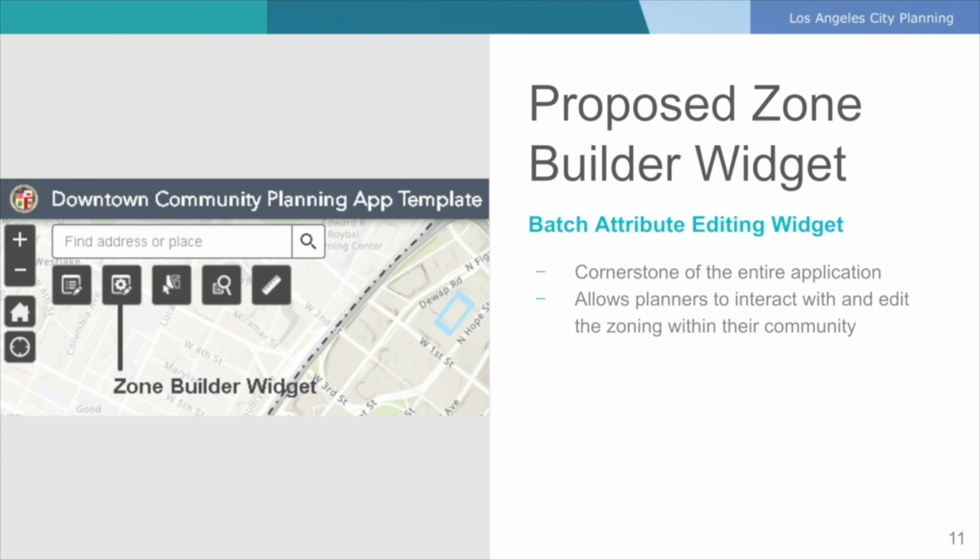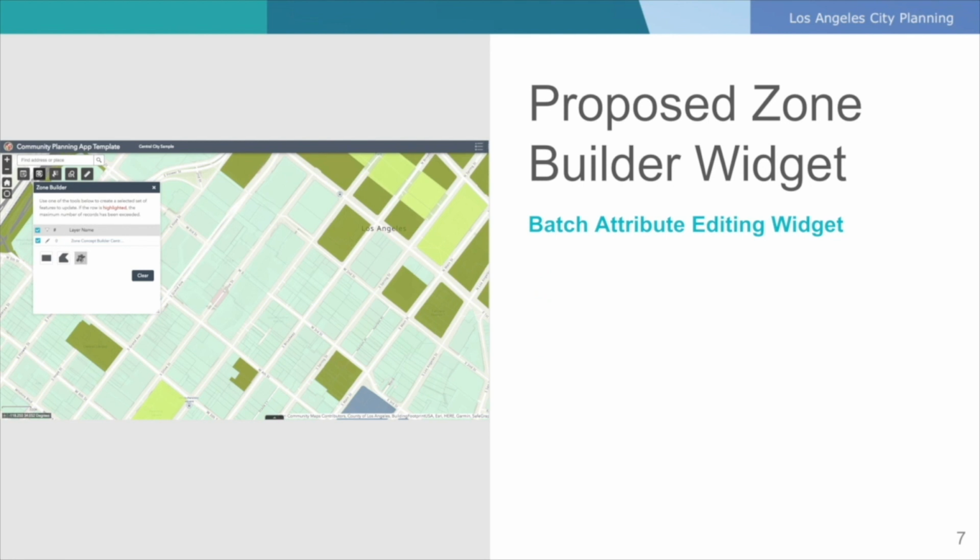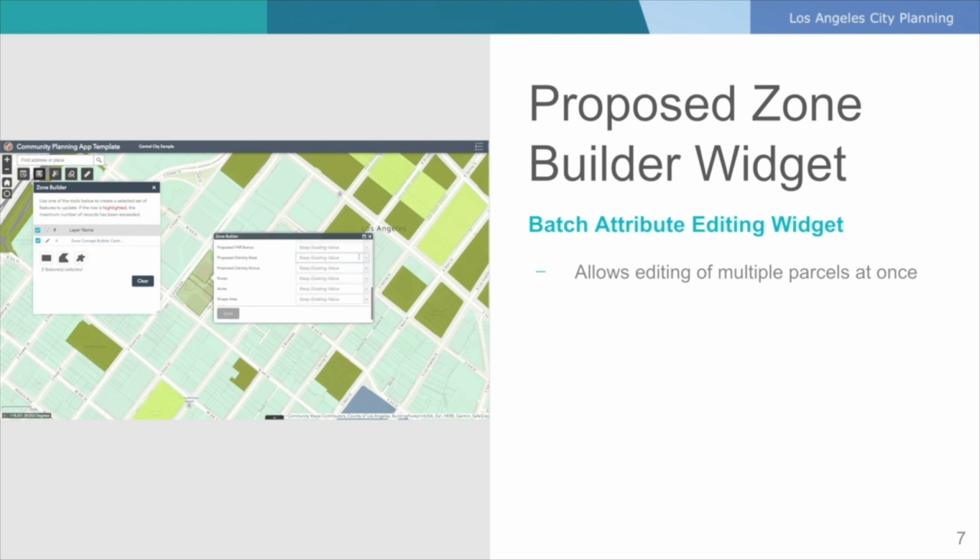The Batch Attribute Editing widget is the most important widget in our app. It is used by planners to apply new and proposed zoning. While we do have a template for our various community planning apps within the city, this layer, along with all of our widgets, are entirely customizable to the needs of each community planning area. It allows them to edit and update a record or several records at a time, essentially replacing the change matrix method that was used in the past.